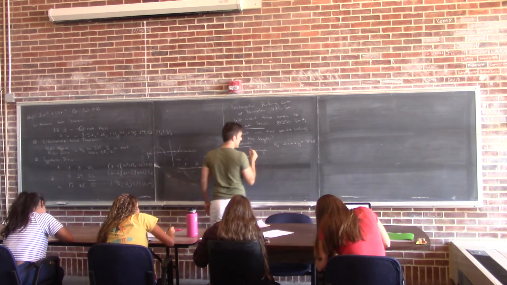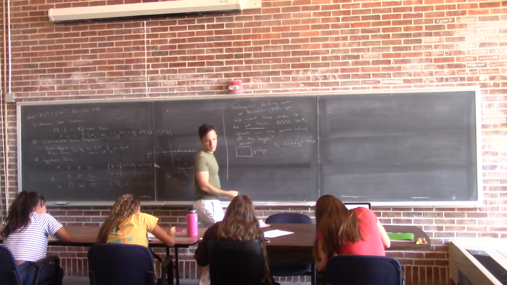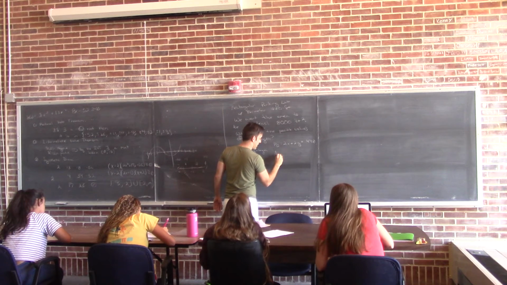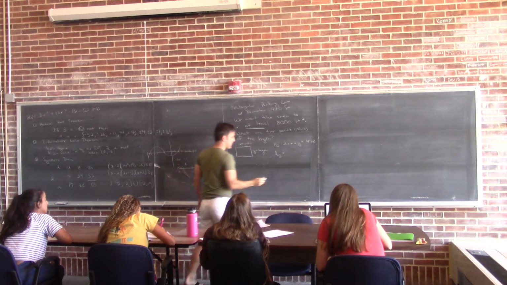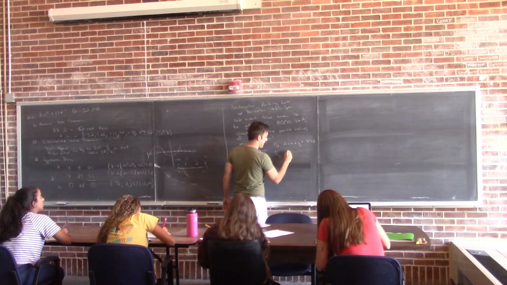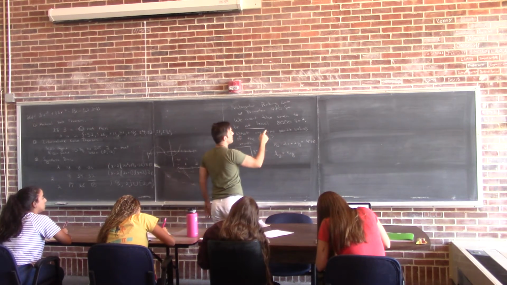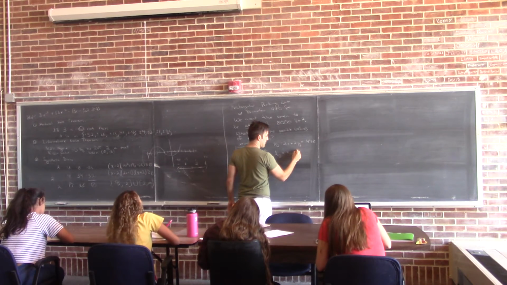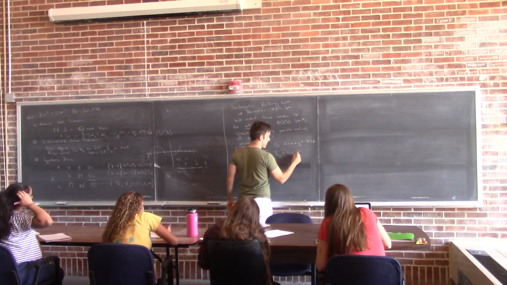Now I put the little box because it's a rectangle. Perimeter of the rectangle. And the area of the rectangle is x times y. And we know that that needs to be, what does at least mean? Yes.